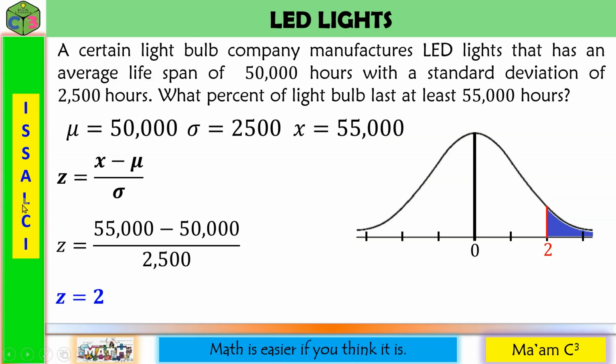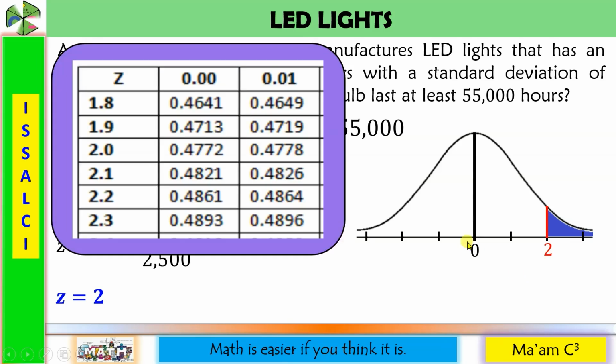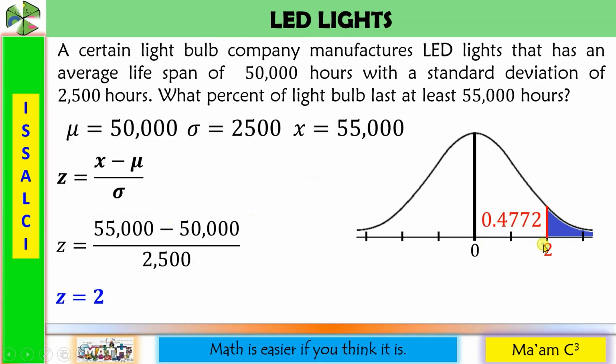Step 5, locate the z value in our z table. Let's have the part of our z table. Here is 2.0. Since this is a whole number, it is understood that the hundredths digit of this is 0. Let us get the intersection, and the area is 0.4772. Remember, this area is from the mean to a particular z value. So the 0.4772 is from 0 to 2.